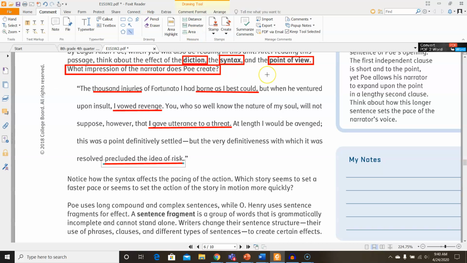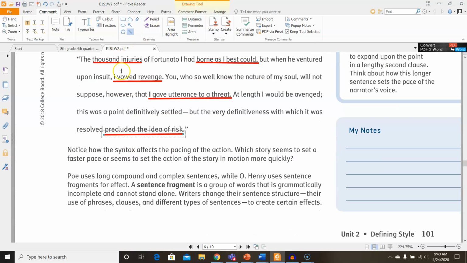He tolerated Fortunato, so he's always been kind of annoyed by Fortunato in general. But eventually, the annoyance gets to a breaking point where he's just like, you know what? Forget this. I'm not going to deal with this dude any longer. I'm going to solve this problem. So, notice how the syntax affects the pacing of the action.